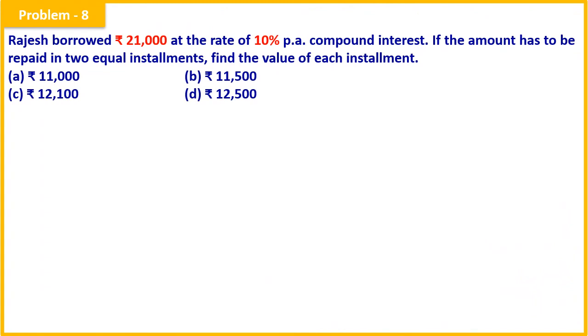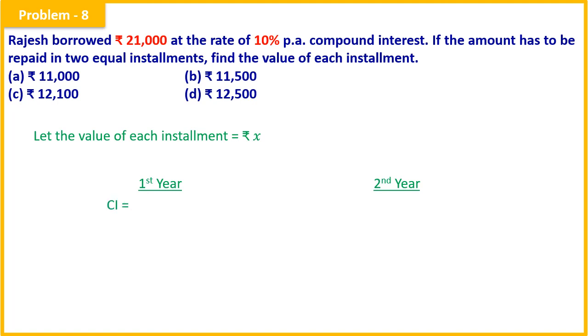Problem number 8. Rajesh borrowed rupees 21,000 at the rate of 10% per annum compound interest. If the amount has to be repaid in 2 equal installments, find the value of each installment. So he wants to clear the loan in 2 equal installments. So what is the value of that installment? Let us assume that the value of each installment is equal to rupees x. Now we are doing this calculation for 2 years, first year and second year.